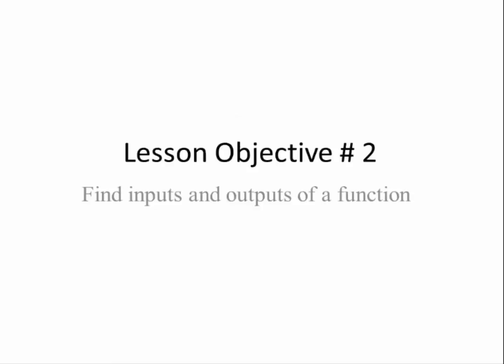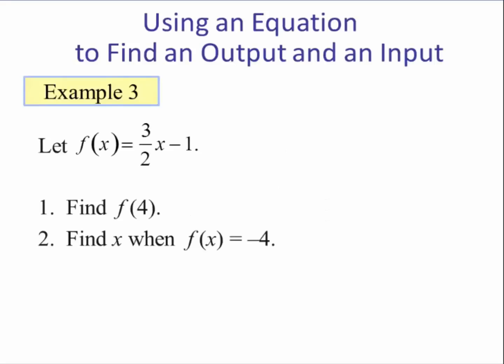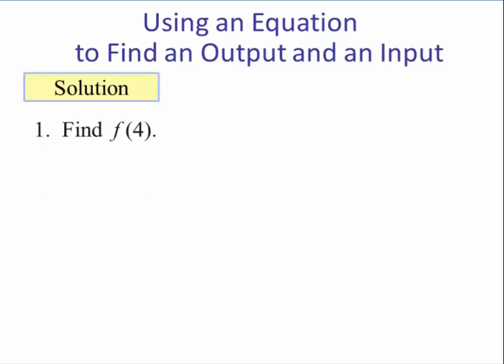Lesson objective. Example 3. Let f of x be equal to 3/2 times x minus 1. Number 1, find f of 4. Number 2, find x when f of x equals -4. Number 1, everywhere we see an x, we substitute a 4. So we get 3/2 times 4 minus 1. That becomes 6 minus 1, which is 5. So f of 4 equals 5.